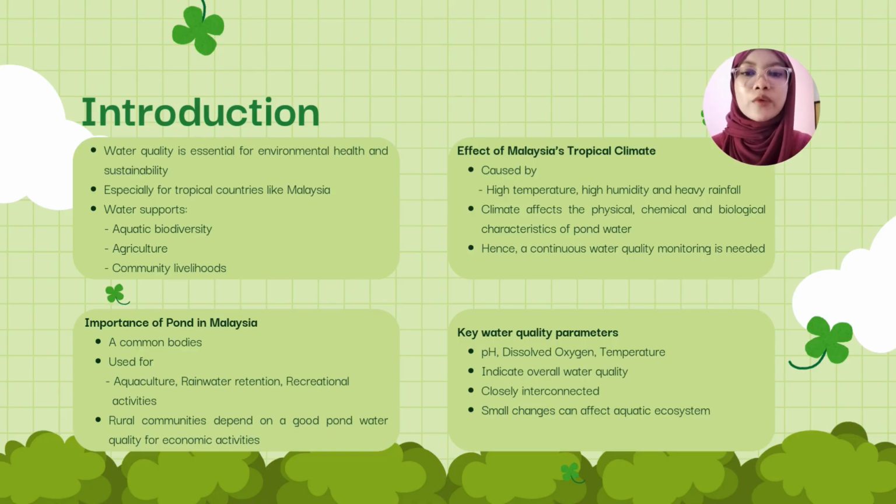So, what are the key water quality parameters? Among various water quality indicators, pH, dissolved oxygen, and temperature are considered the most fundamental parameters. These parameters are closely interconnected, and even small changes in one can affect the overall health of the aquatic ecosystem.